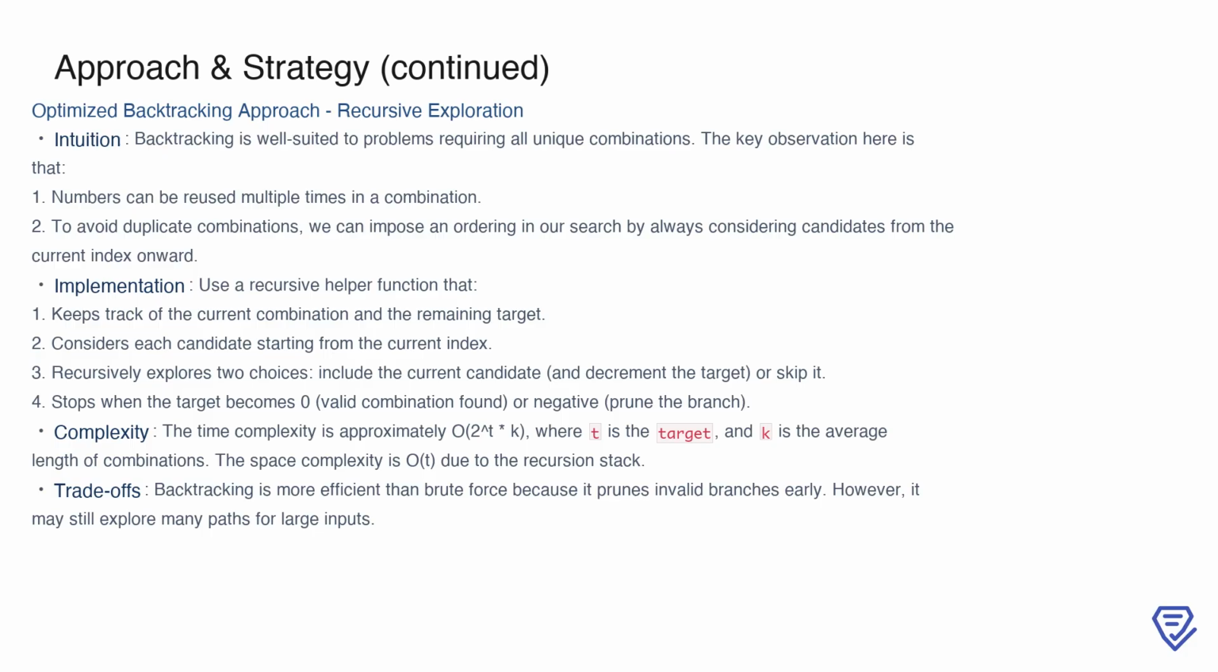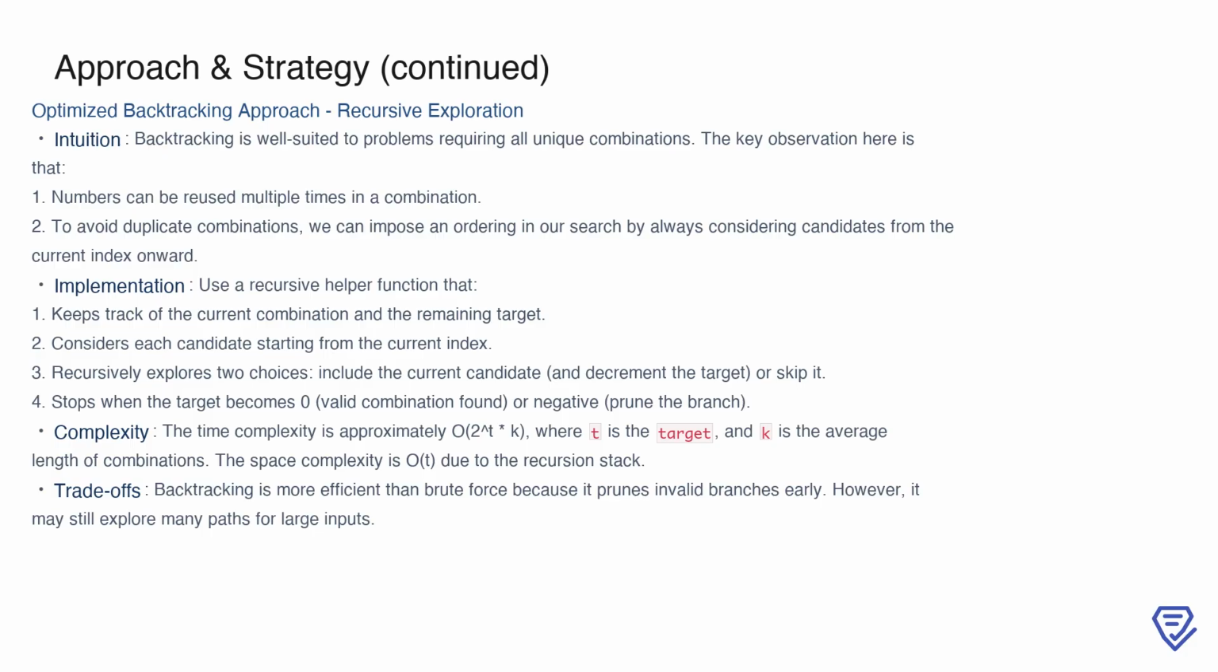The implementation involves a helper function that tracks the current combination and the remaining target. For each candidate, we decide whether to include it, decrementing the target accordingly, or skip it altogether. The recursion terminates when the target becomes 0, indicating a valid combination, or when it turns negative, which means the current path is invalid and can be pruned.